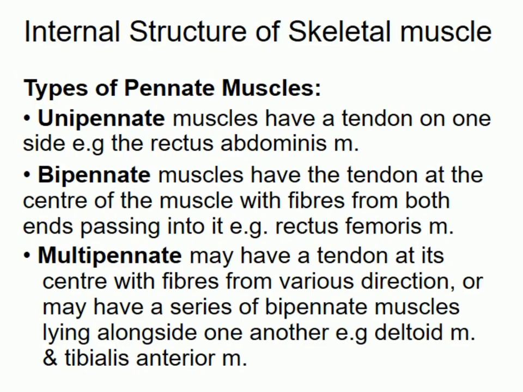Then you have multipennate, which may have a tendon at its center with fibers from various directions, or may have a series of bipennate muscles lying alongside one another, such as the deltoid muscle. Another example is the tibialis anterior muscle. The deltoid muscle is positioned at the shoulder, and the tibialis anterior muscle is a muscle of the leg.